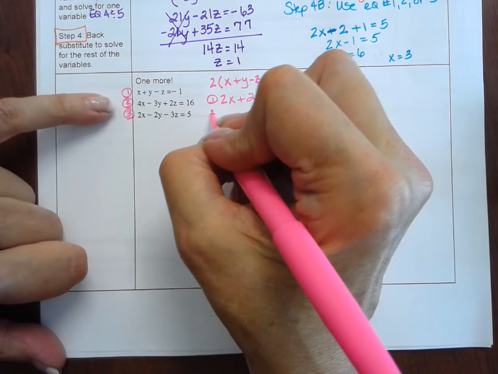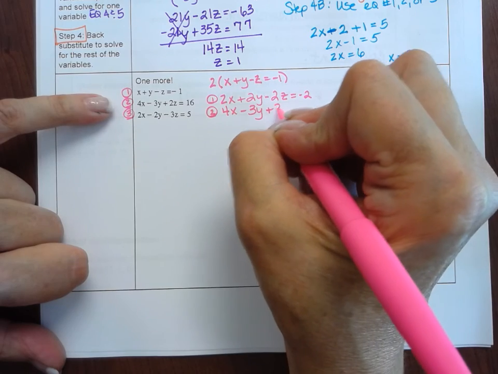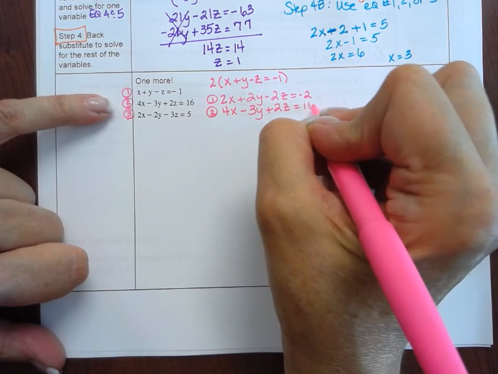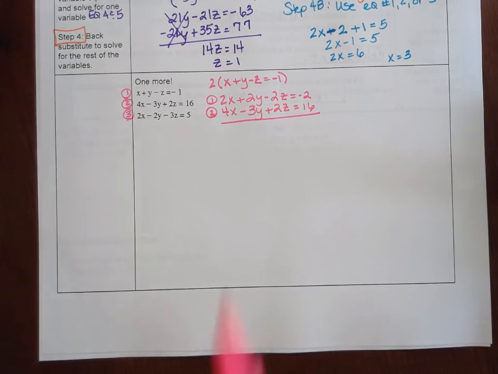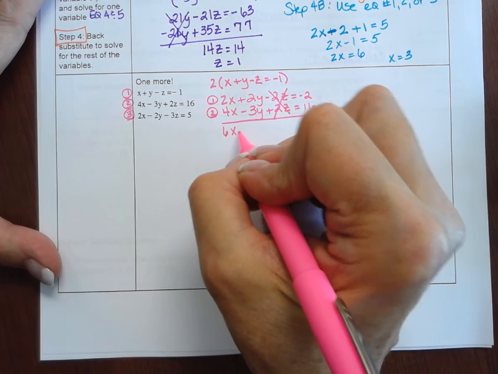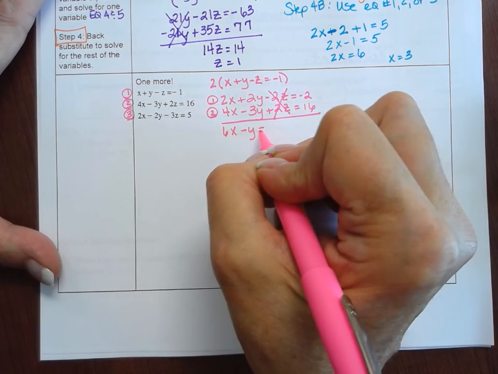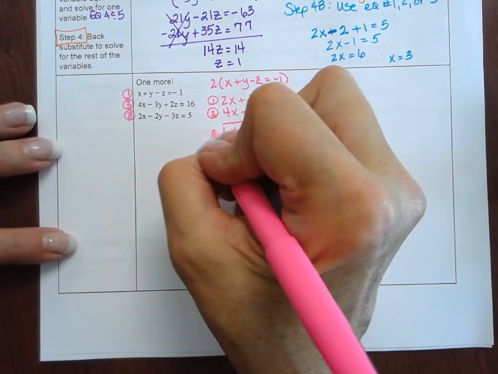And I'm going to use 2. Because it doesn't matter which letter you want to get rid of. Okay? All right, so my z's cancel, and I'm left with 6x minus y is equal to 14. And we're going to say that's equation 4.